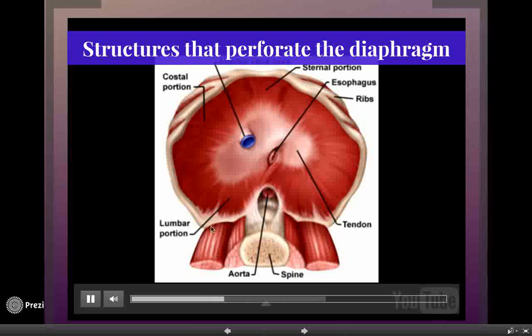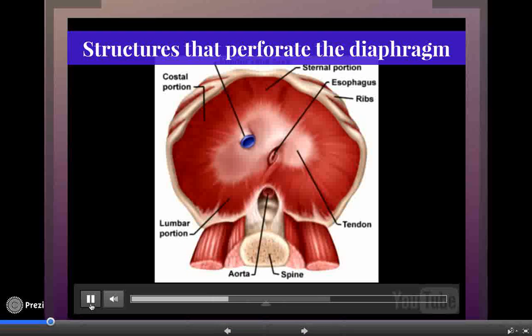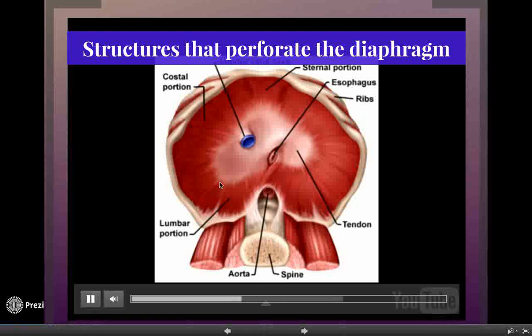What is the mnemonic to help you remember that these three things perforate the diaphragm at the level of T12? To help you remember this, just remember the rhyme: at T12, it's red, white, and blue. Red for the aorta, white for the thoracic duct, and blue for the azygos vein.